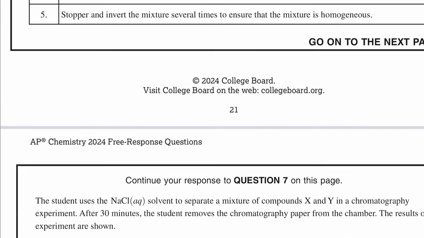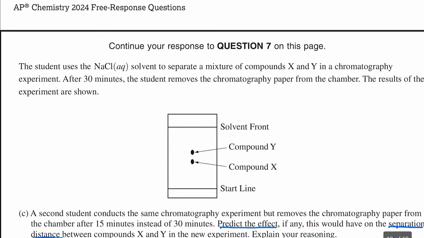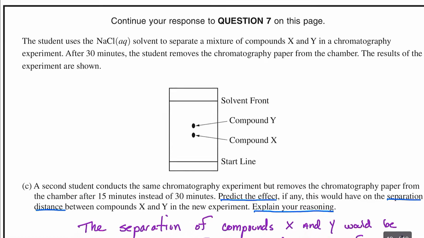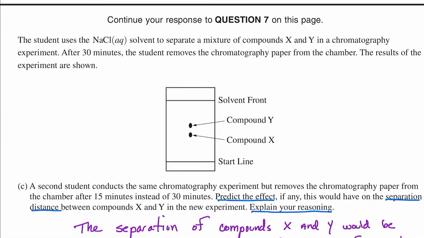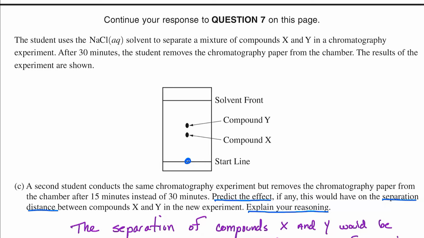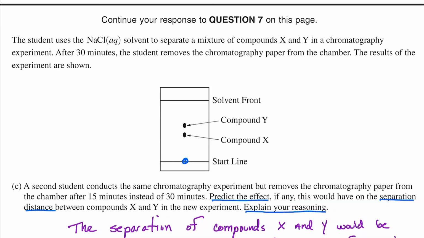All right. And then last little question here is chromatography. And we have two spots that moved up from where they were initially mixed together in one spot. And clearly Y is separating from X. And they want to know, if we did this in 30 minutes, there was a separation if we measure the distance between this spot and this spot. What would that separation distance be if instead of doing it for 30 minutes, we ran this for 15 minutes? Well, I said that the separation would be a smaller distance.